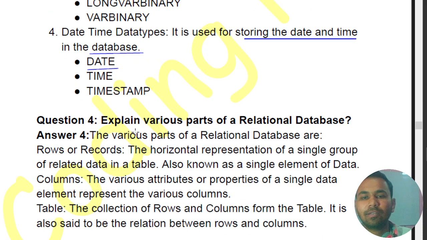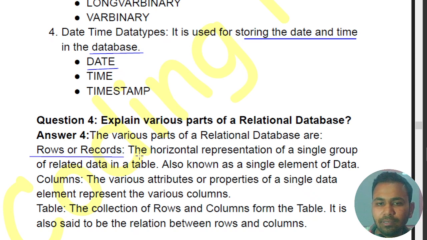Question number 4. Explain various parts of a relational database. The first is rows or records. Rows and records are the horizontal representation of a single group of related data in a table, also known as a single element of data. So a record is the horizontal representation of a single group of related data. A single element of data is known as a row or a record.